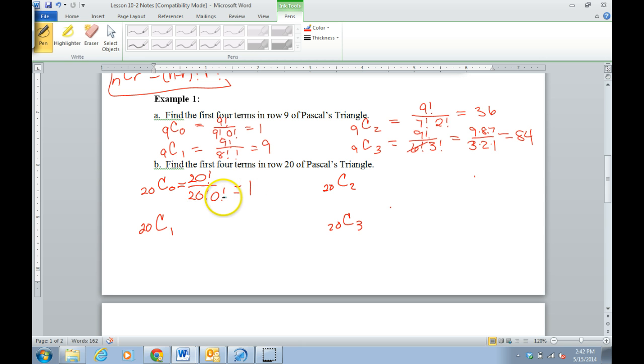Equals 10? No, it equals 1. I thought 20 over 20 is 1. Uh-oh, that didn't... 20 factorial over 20 factorial is still 1. Oh, wait, 19.